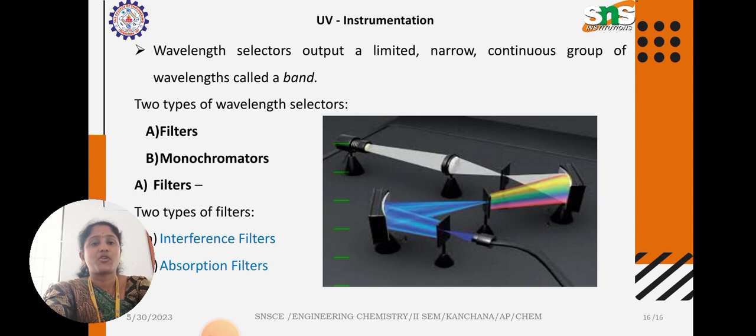A wavelength selector outputs a limited, narrow, continuous group of wavelengths called a band. There are two types of wavelength selectors. The first one is the filter, and the other one is the monochromator. Filter: there are two types of filter, interference filters and absorption filters.